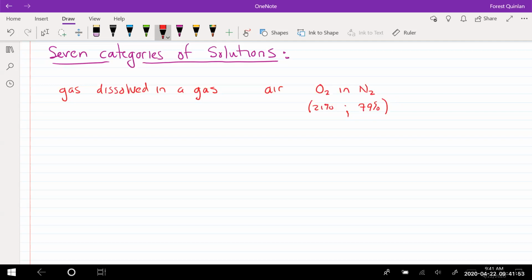Another type of solution that involves gases, this one's seemingly strange and yet very, very common, is that you can have a liquid dissolved in a gas. That seems kind of weird to think of a liquid being dissolved in a gas. And it is weird until you realize that the example of this is fog. There you get tiny water droplets dissolved in air.